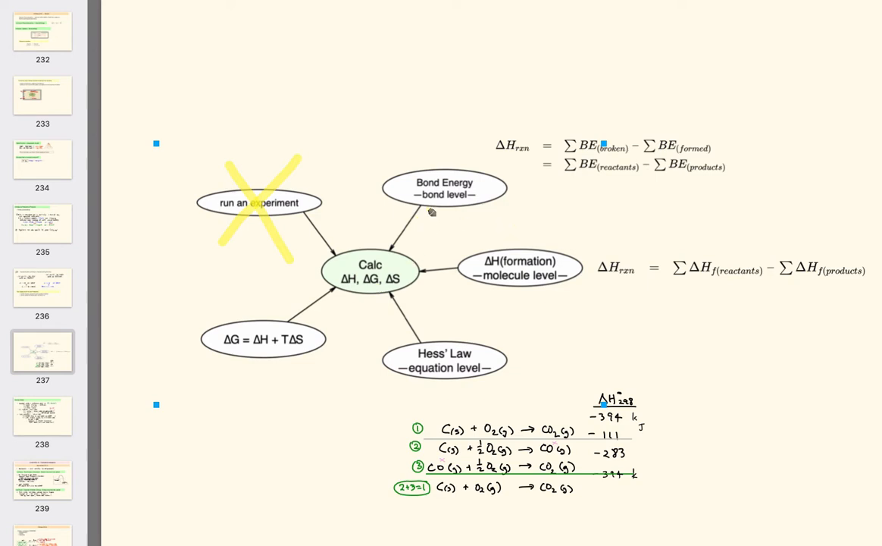One, you can look at bond energies. And we'll go over each of these either here or in the lab. Okay. Or you can look at enthalpies of formation. Or you're going to use Hess's law. Or you're actually going to use the relationship delta G equals delta H minus T delta S if you know any. There are 4 variables here. So if you know any 3, you can calculate the 4th one.